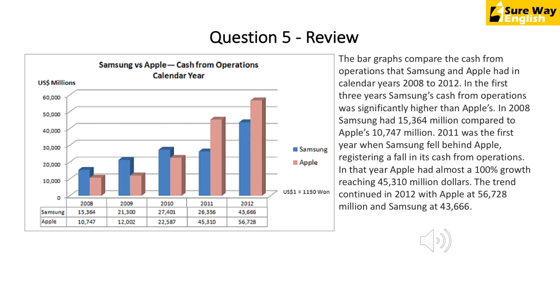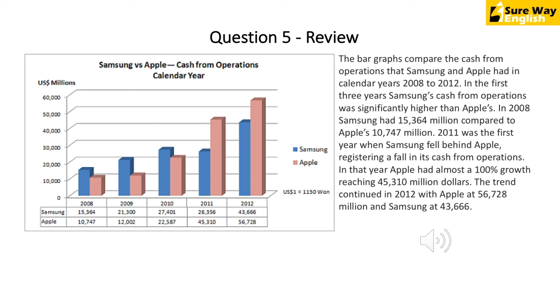Here we are. The bar graphs compare the cash from operations that Samsung and Apple had in calendar years 2008 to 2012. In the first 3 years, Samsung's cash from operations was significantly higher than Apple's. In 2008, Samsung had 15,364 million compared to Apple's 10,747 million. 2011 was the first year when Samsung fell behind Apple, registering a fall in its cash from operations. In that year, Apple had almost 100% growth, reaching $45,310 million. The trend continued in 2012, with Apple at $56,728 million and Samsung at $43,666.